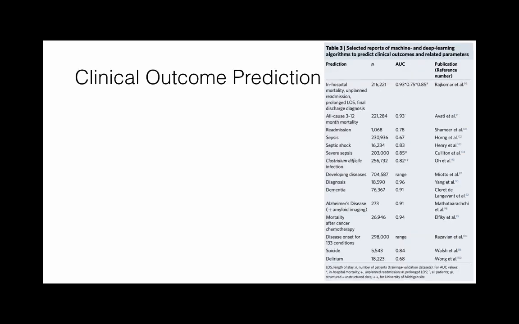There are also a fair number of works specifically related to clinical outcome prediction. So these are things like in-hospital mortality, sepsis risk, suicide risk, delirium risk, mortality, all sorts of in-hospital and clinical outcome prediction, prediction of readmission, et cetera.